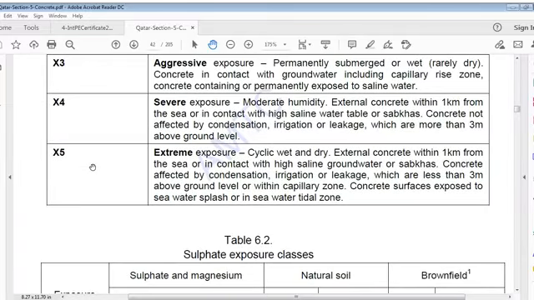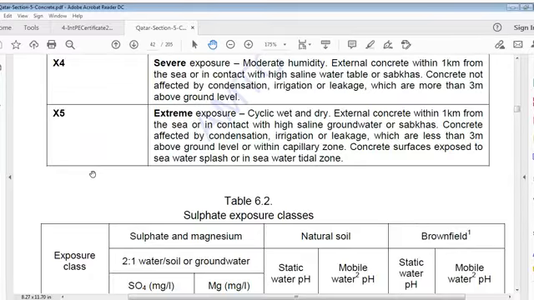X5, extreme exposure, cyclic wet and dry. External concrete within 1 kilometer from the sea or in contact with highly saline groundwater or sub-cars. Concrete affected by condensation, irrigation or leakage, which are less than 3 meters above ground level or within the capillary zone. Concrete surfaces exposed to seawater splash or in the seawater tidal zone, which is X5, the most critical.